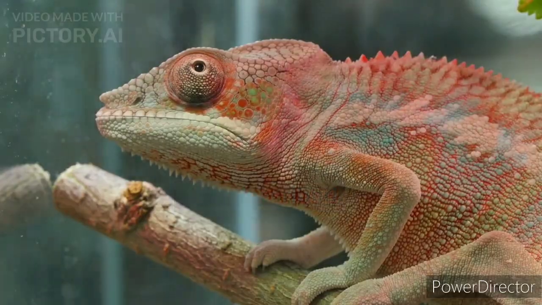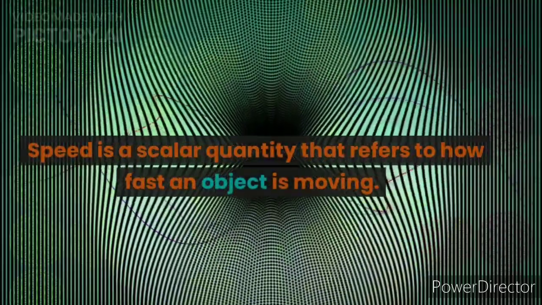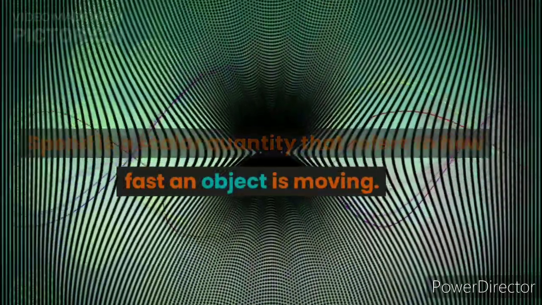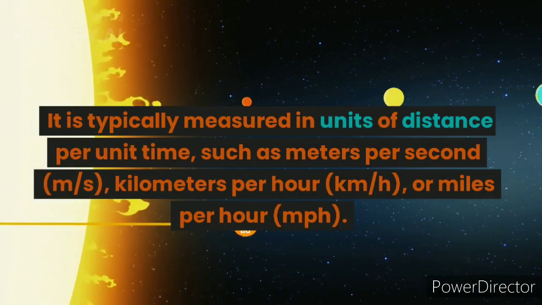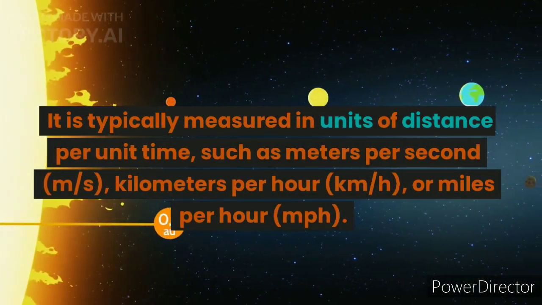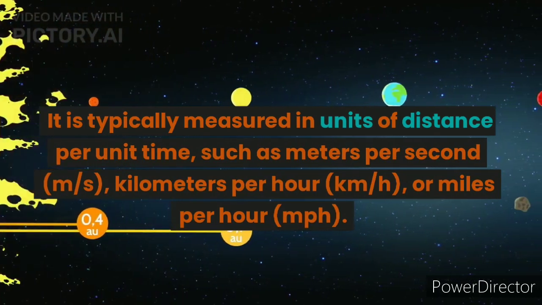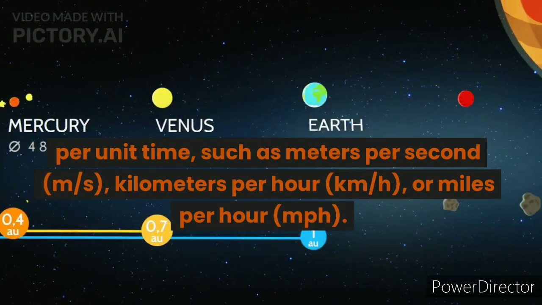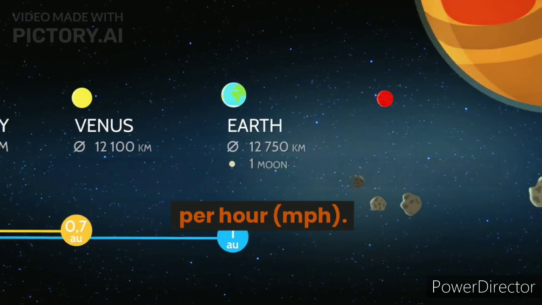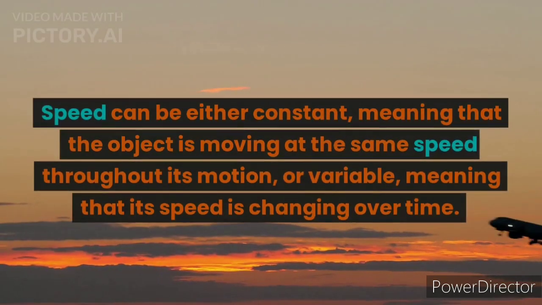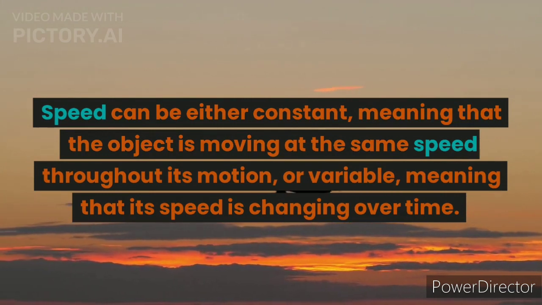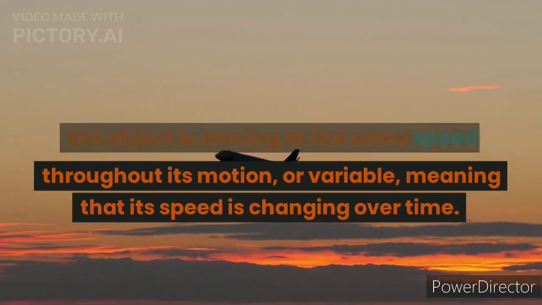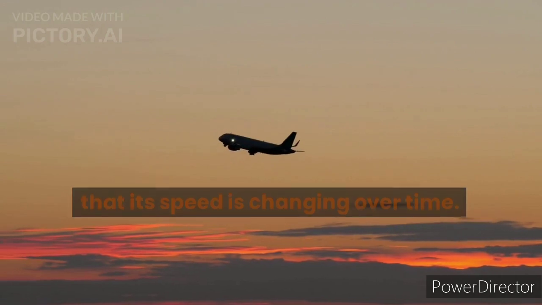fully described. Speed. Speed is a scalar quantity that refers to how fast an object is moving. It is typically measured in units of distance per unit time, such as meters per second, kilometers per hour, or miles per hour, mph. Speed can be either constant, meaning that the object is moving at the same speed throughout its motion, or variable, meaning that its speed is changing over time.